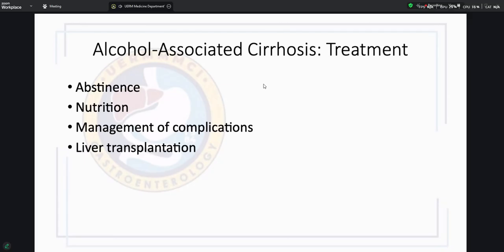And lastly, liver transplantation can be an effective long-term treatment, but this should only be an option for those who are low risk for alcohol relapse and those who do not respond to other treatments.